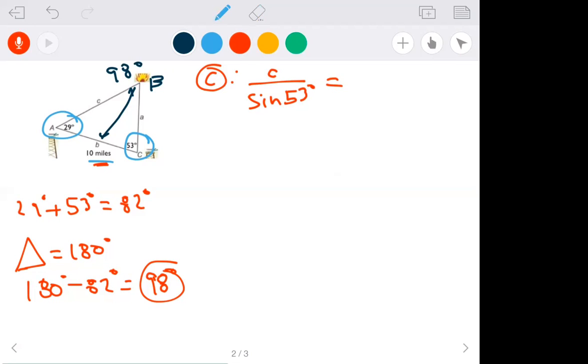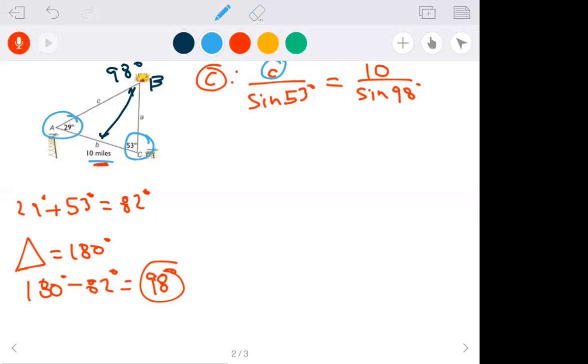So we now can continue on with our law of sines example. Here we know that side length B is 10, and we're going to divide it by the sine of its angle, which is 98 degrees. Now, how in the heck do I solve for C? Remember, we're trying to find C. We want it to somehow be C equals some number.